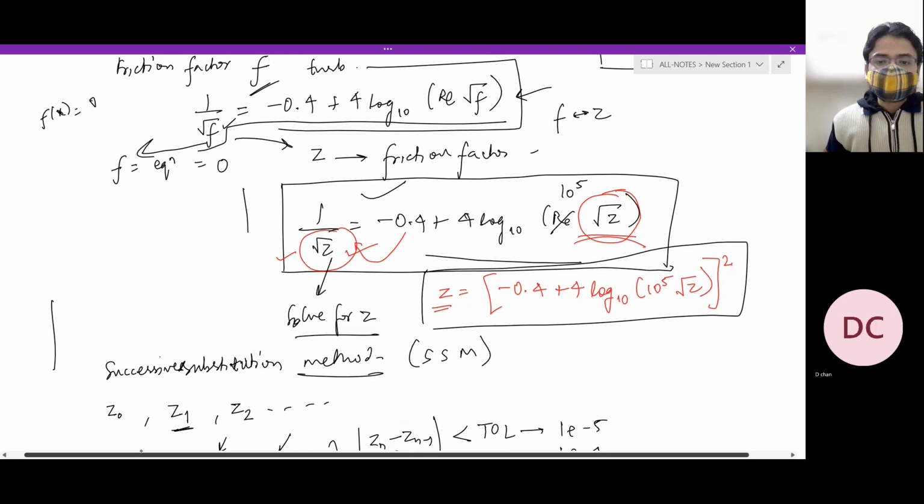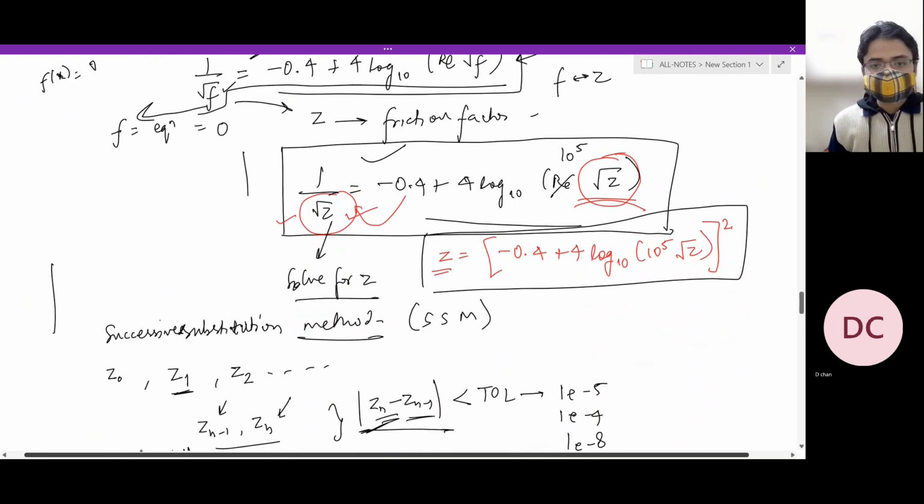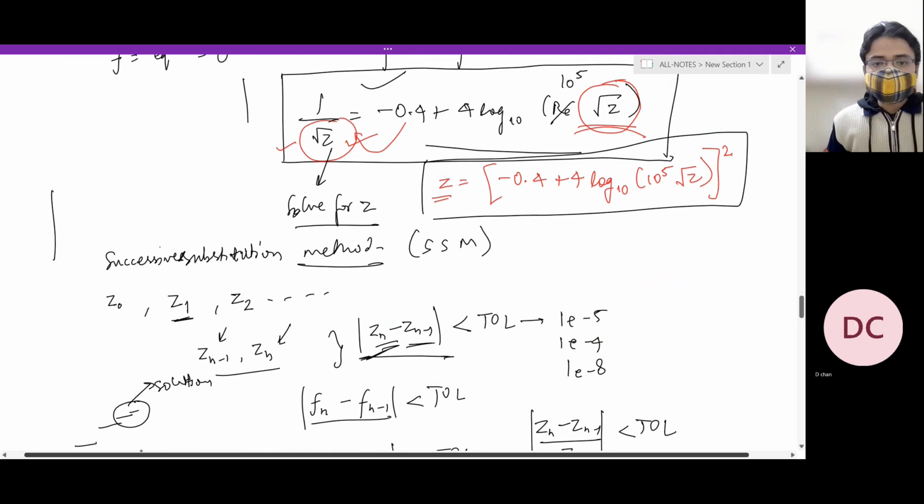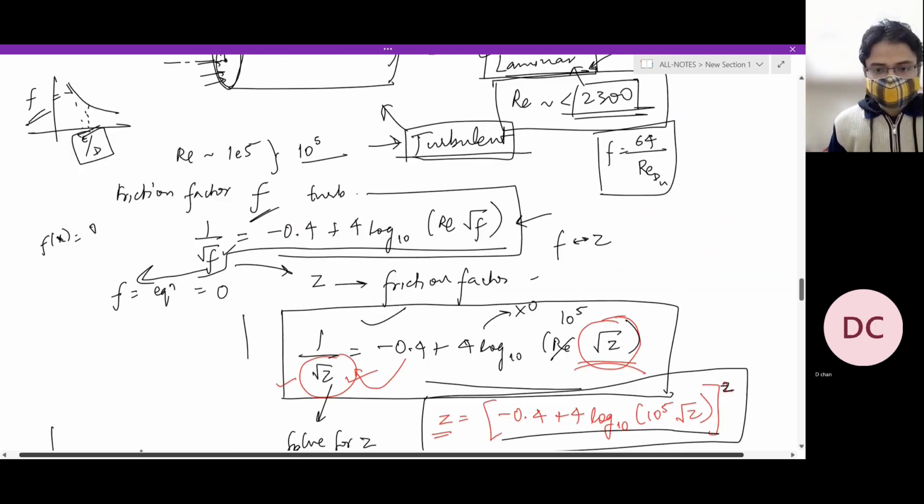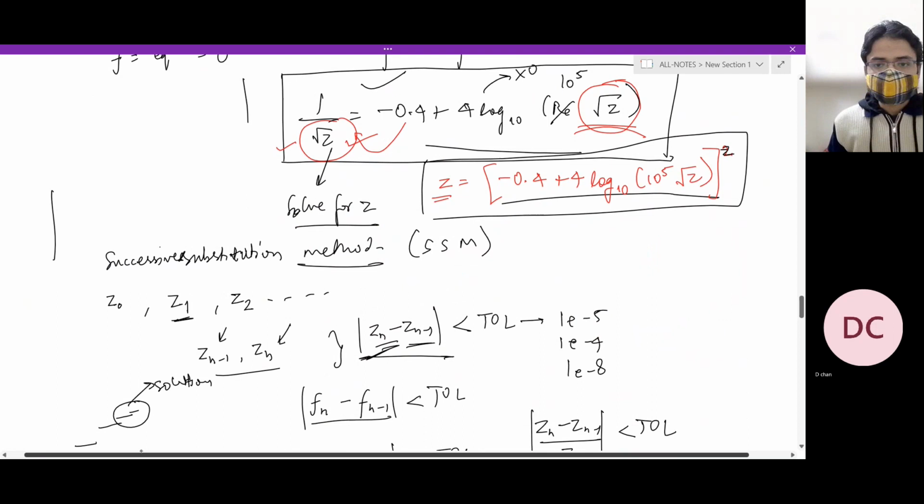Now, in the video, they have used this type of form: z equals minus 0.4 plus 4 log 10, raised to minus 2. But you can calculate this, right? Because assuming that this is never 0, you can just take a reciprocal right here and then square both sides to get this. This should be easy, right? Okay, sir. Can you see this from here? Yes, sir, I can see.